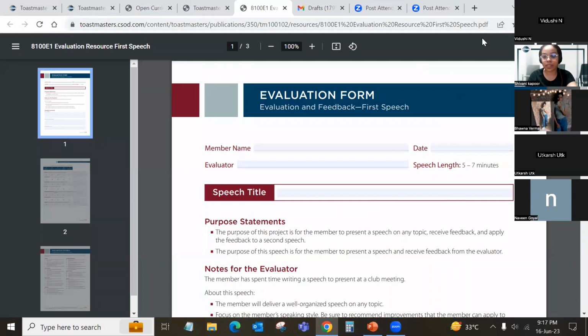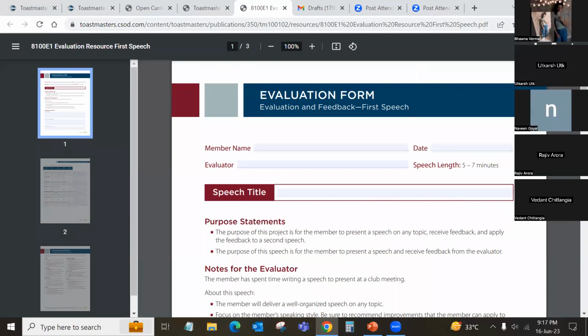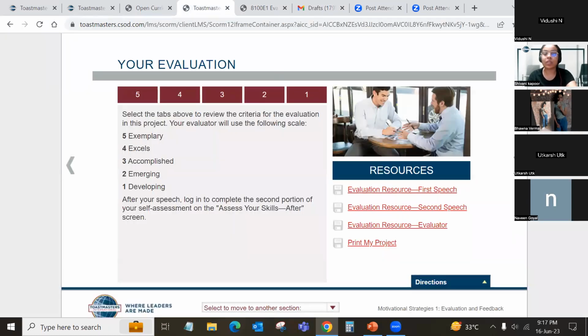So Shivani, one question here. When we deliver speeches on Saturday, the evaluator generally shares his or her feedback with us. Then do we need to share this form with him? Before your speech, a day before, it's preferred that you share your evaluation sheet with the evaluator, so the evaluator also comes prepared. They know what the purpose of your project is, so that they can evaluate you based on that.